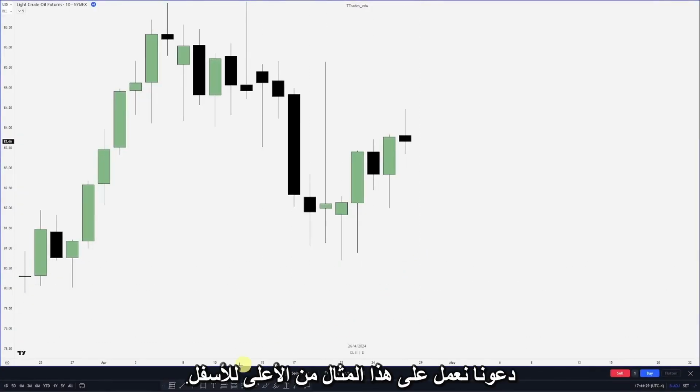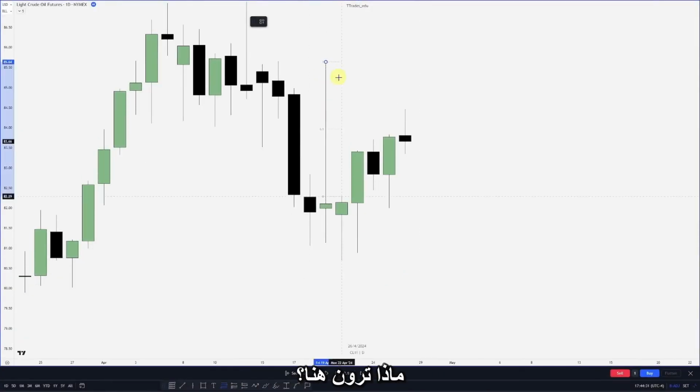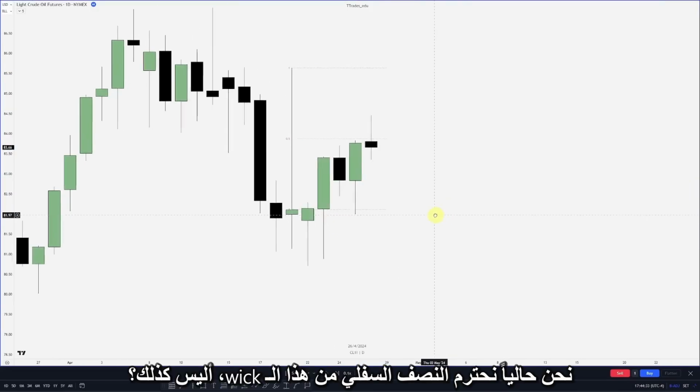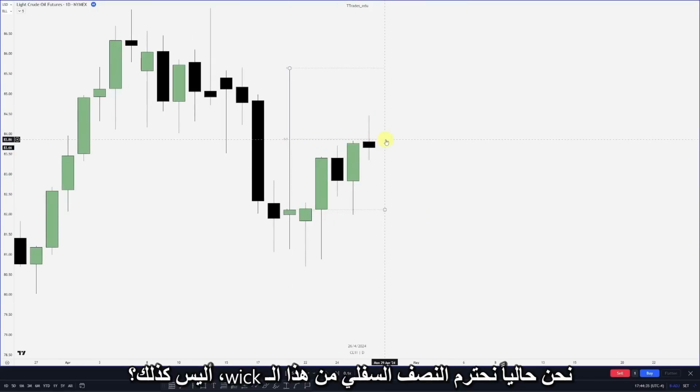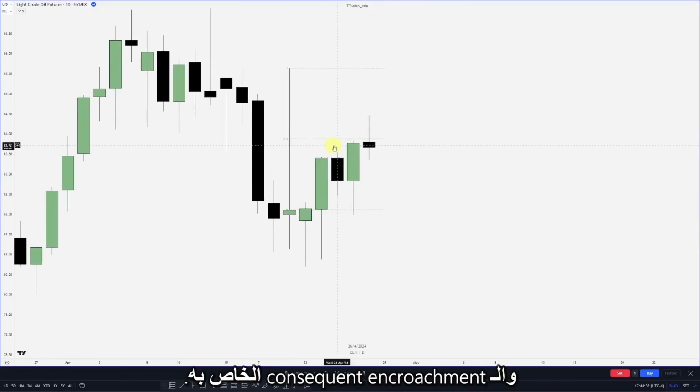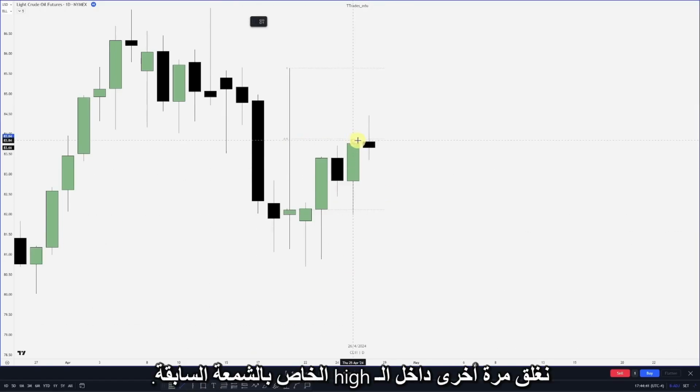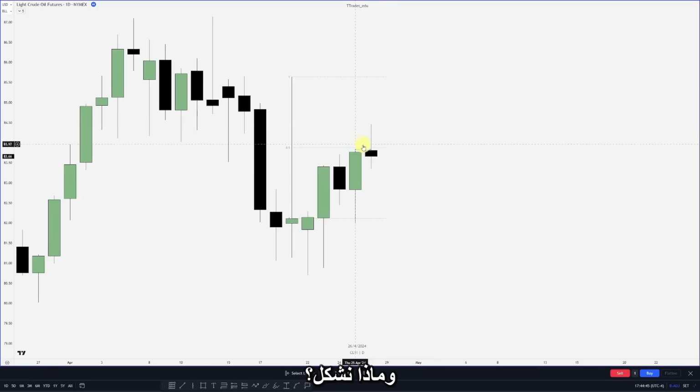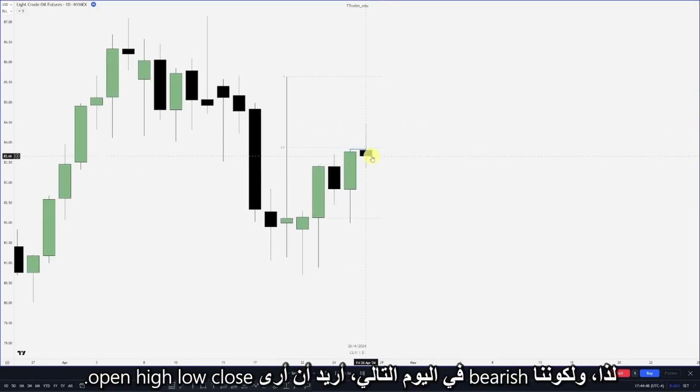So here we are with our next example. Let's go ahead and work this top down. What do you see here? We're currently respecting the lower half of this wick, right? And the consequent encroachment of it. What do we notice here? We close back inside the previous candle's high. And what do we form? A bearish reversal candle.